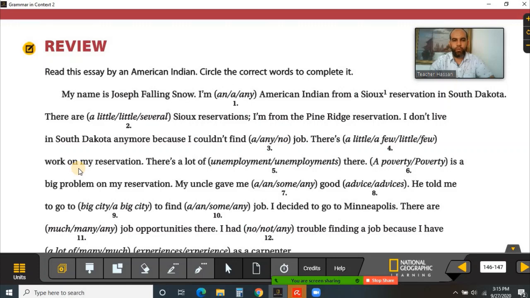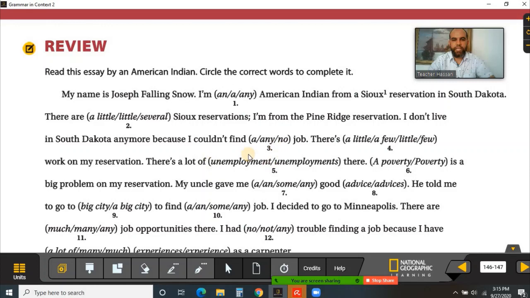The meaning is that there is no work, almost no work. Number 5, there is a lot of unemployment and employments. Unemployment is an uncountable noun, and uncountable nouns do not take the plural form, and they don't take s.